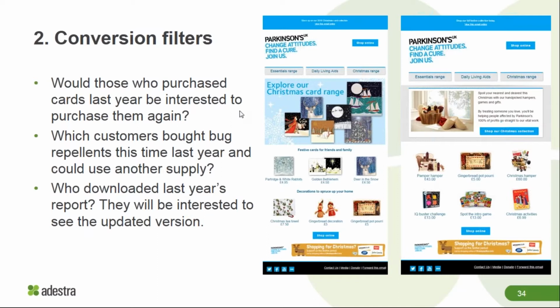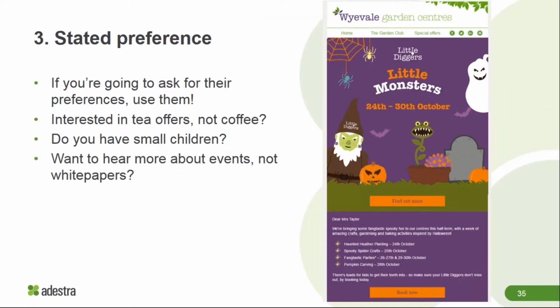And the third one of our series of simple tips would be a stated preference. So going back to the earlier point I was making about compliance risks that we identified, if you're going to ask for someone's data and someone's preference, then you use it in your emails.